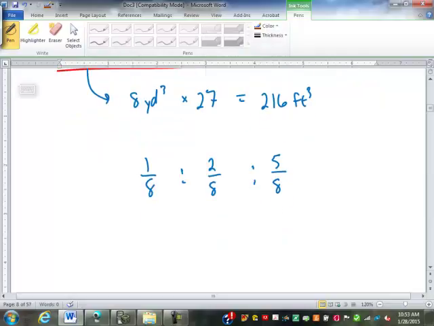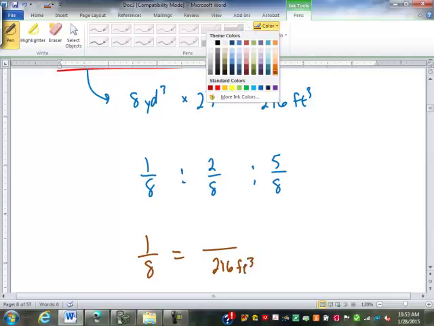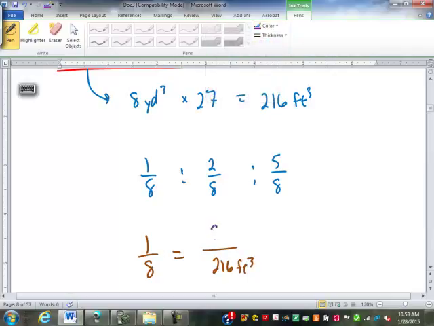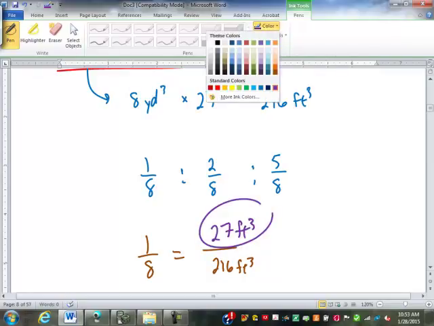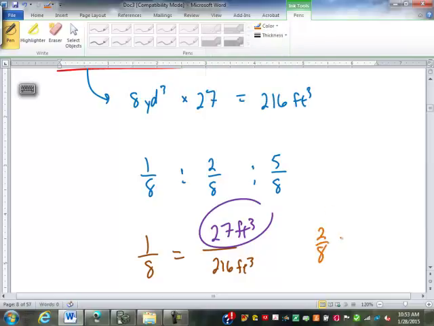So then we can find the amount of cement, Portland cement, which will be 1 to 8, blank out of 216 cubic feet, the total mix. If you cross multiply and divide, you get 27 cubic feet of cement. The sand will be 2/8. So 2 to 8, if you cross multiply and divide there, you're going to get 54 cubic feet.